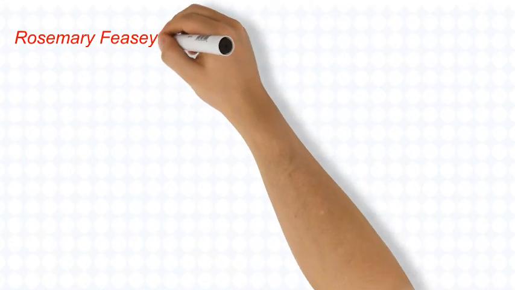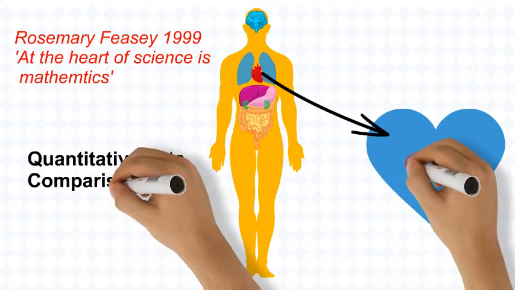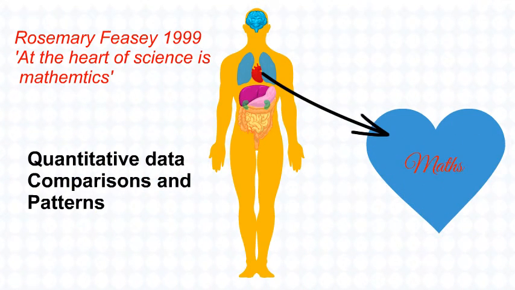As Rosemary Feasey states, at the heart of science is mathematics. Science relies on quantitative data, comparisons, and patterns to draw conclusions, all of which can be accessed from the use and understanding of mathematics. It therefore stands to reason that maths and science are not bound by separate conceptual thinking and procedures. Rather, the same thinking and understanding is required for both. Therefore, surely the teaching of maths and science in a cross-curricular way would prove more beneficial to a child's overall understanding.